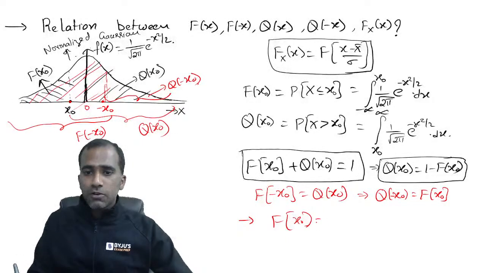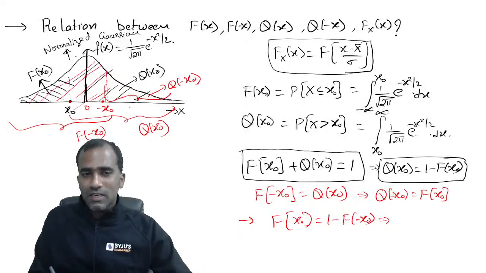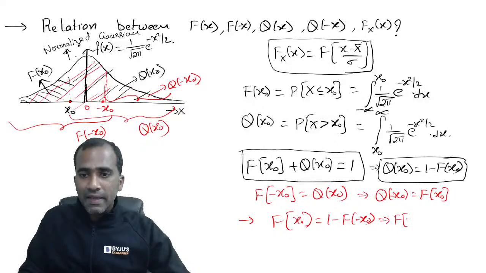Which means if you want to find f of x0, it is 1 minus f of minus x0, or if you want to find f of minus x0, it is 1 minus f of x0. Very simple relations. If you forget them, you can plot the graph and get them. So generally we don't forget them. If you are forgetting, it means you are not very clear on that, so try to do it on your own again so that you won't forget it.